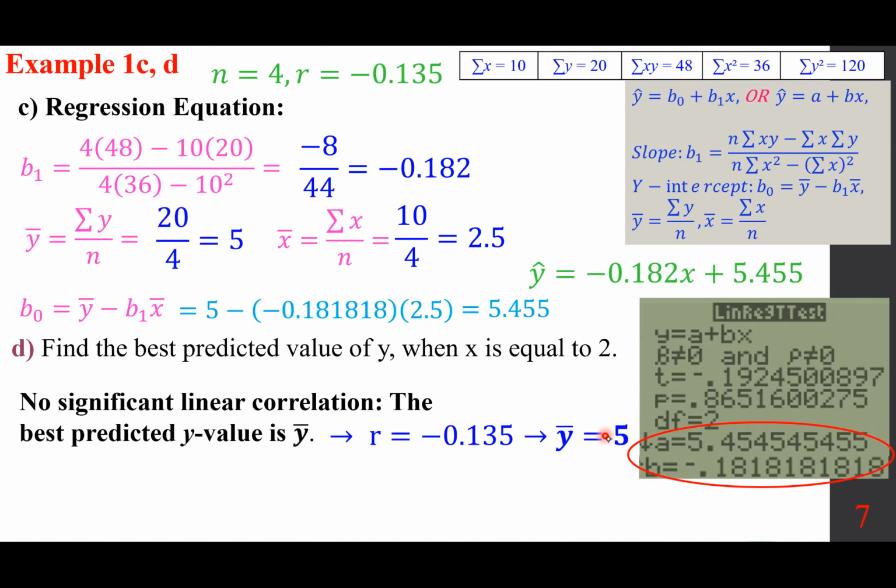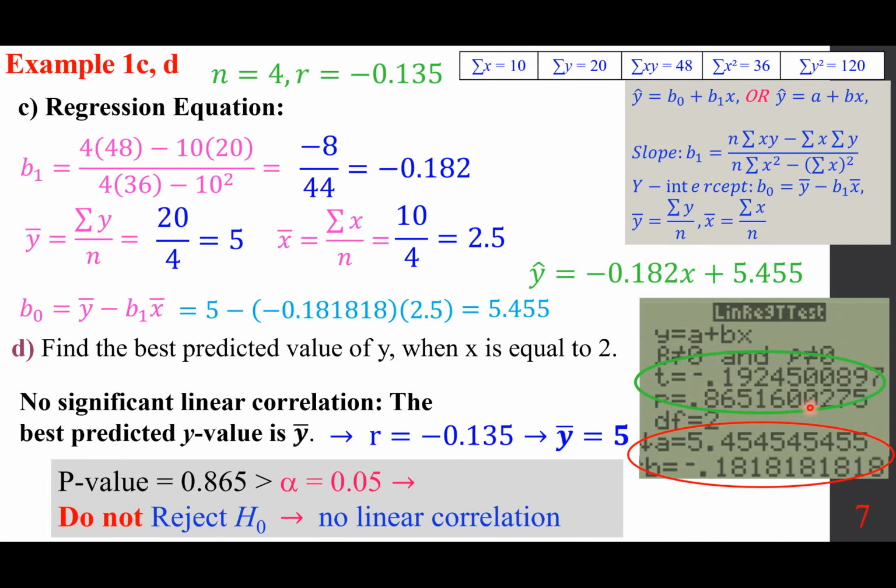And also, I want you to see this. That gives you the test statistic as well as the p-value. The p-value is 0.865, way larger than alpha of 0.05, and there is no linear correlation. This t, by the way, refers to the regression equation and the slope of that.